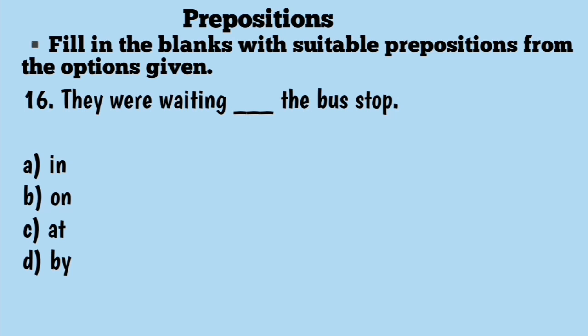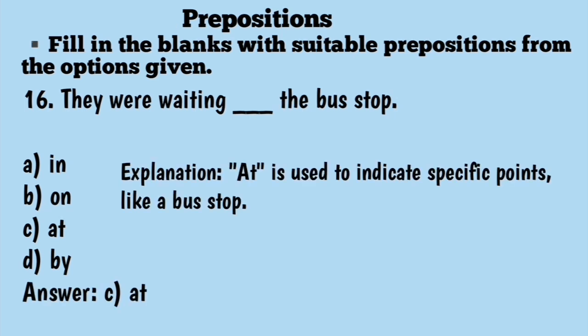Next, they were waiting dash the bus stop. Option A in, option B on, option C at, option D by. Answer is option C at. At is used to indicate specific points like a bus stop.